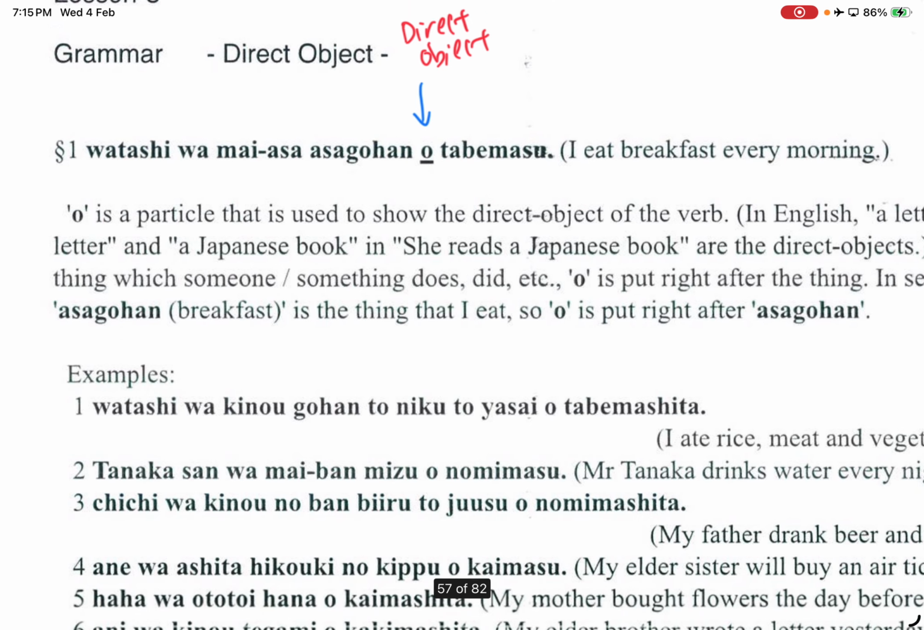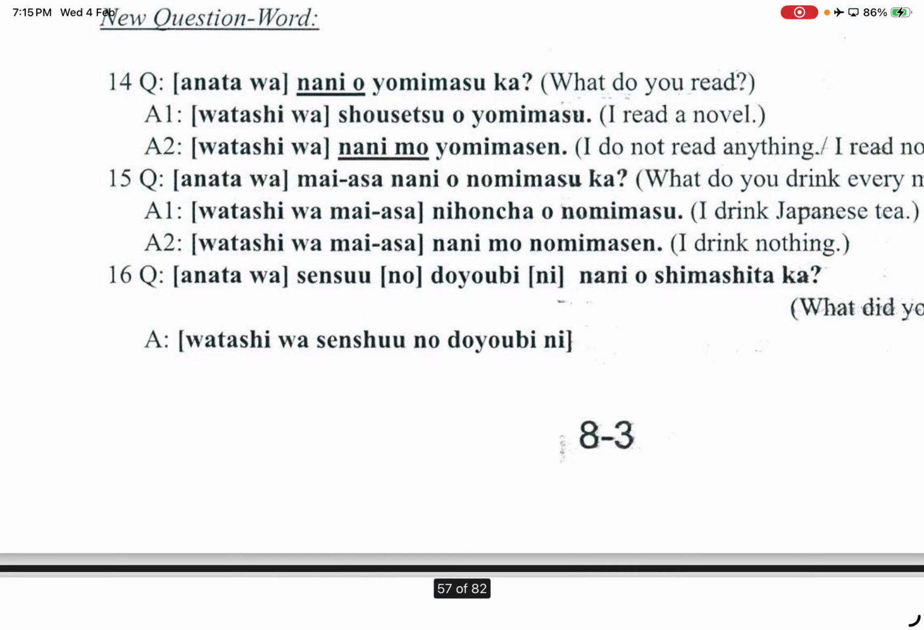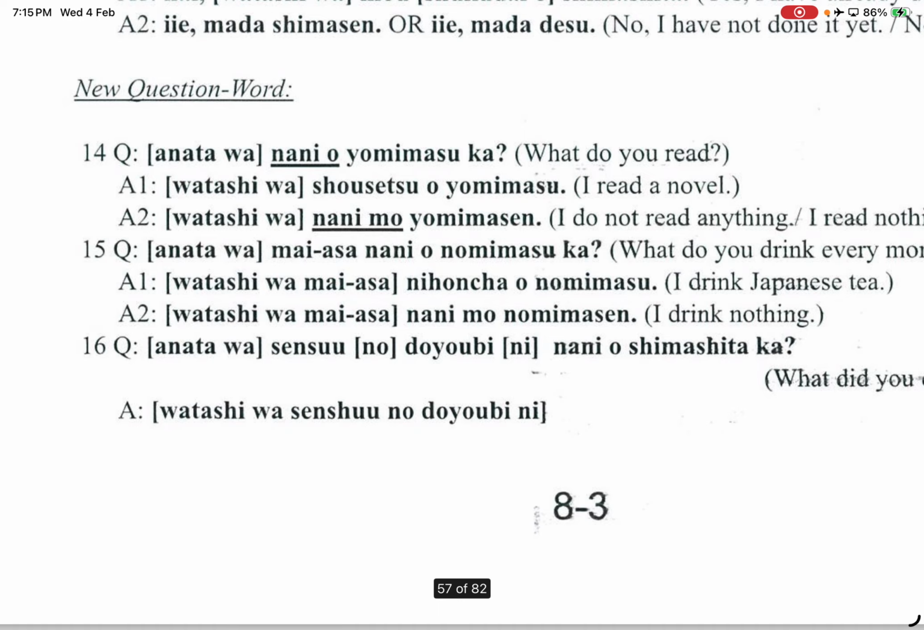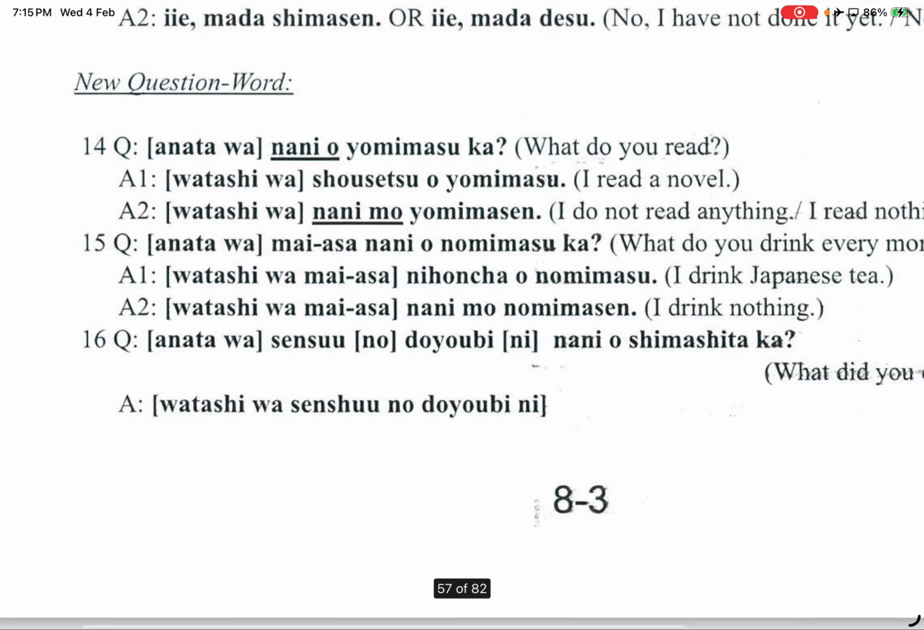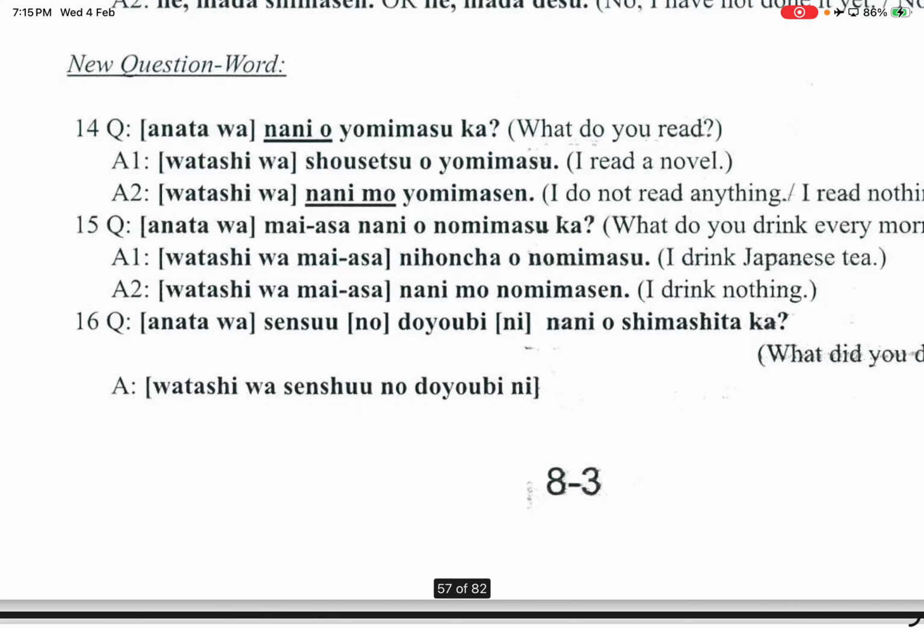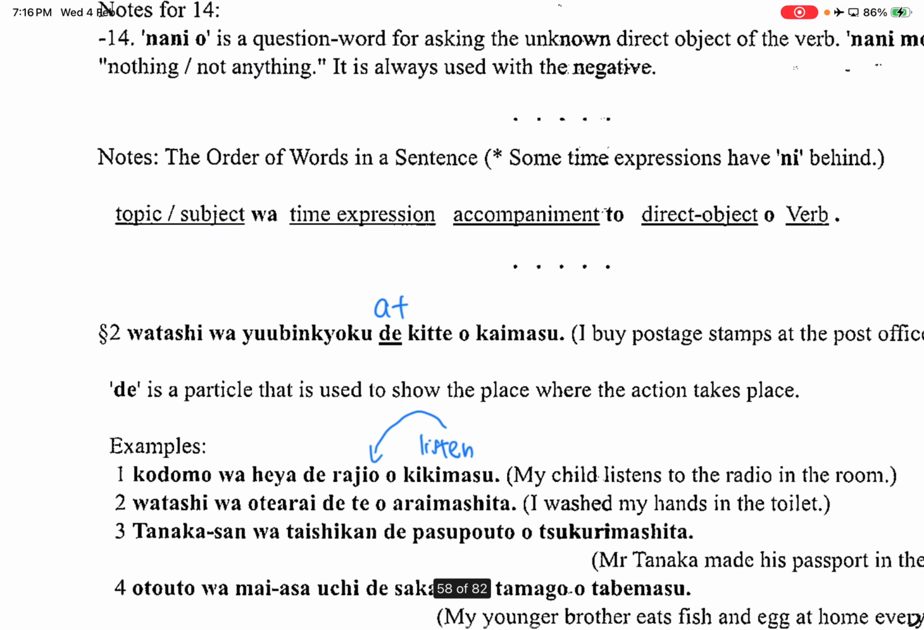Right, moving on to the question, we also have nani o, right? Nani o is what, right? So we have to specify what you do. Nani o yomimasu ka, what you read. Then we also have nani mo yomimasen. Nani mo means like whatever also never read, right? What also never read. So that means never read anything.